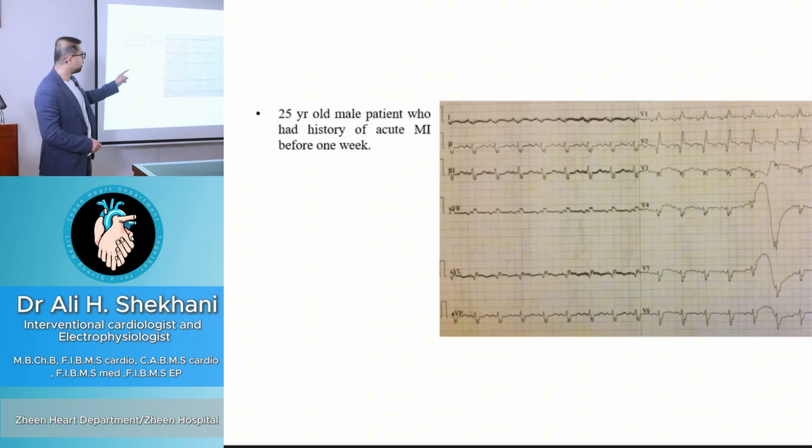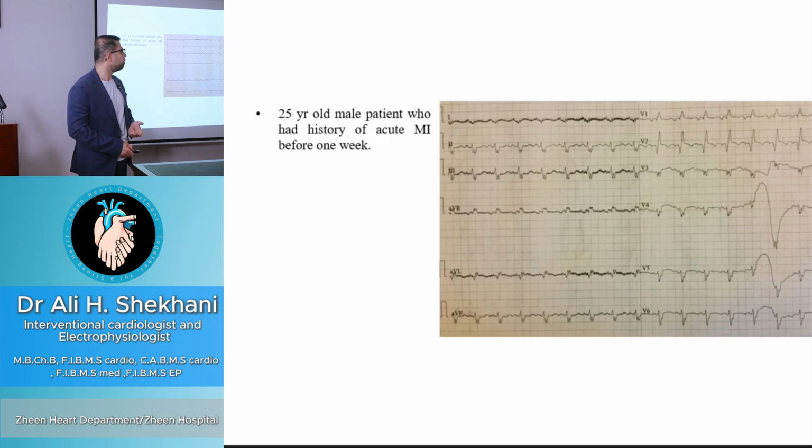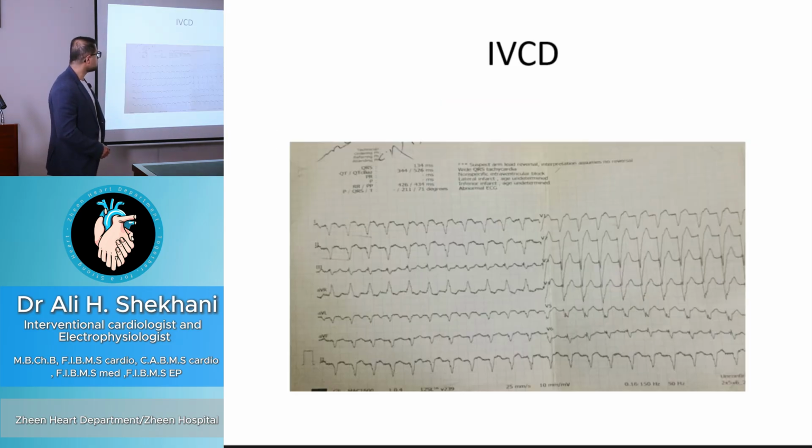This is another patient with right bundle branch block, but the patient has a history of acute MI 1 week before. So right bundle branch block could be due to ischemia, could be due to pulmonary embolism, could be due to congenital heart disease, and so on.